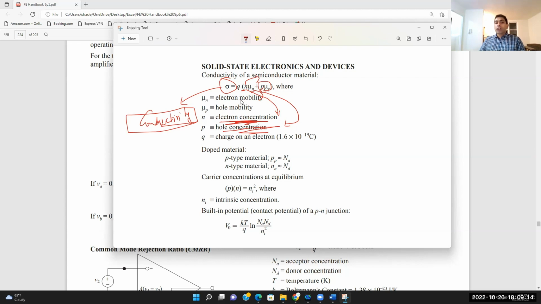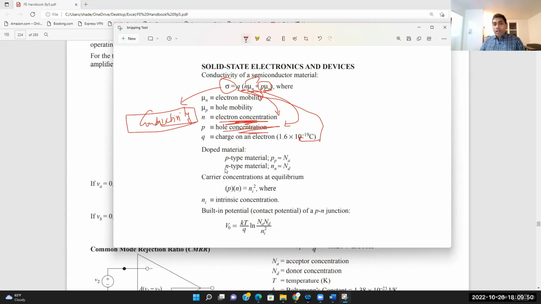So the electron mobility with the concentration of electrons and the hole mobility with the concentration of holes, just add them up and multiply with the charge of a single electron. The charge of a single electron is 1.6 × 10^-19. Once you multiply all this with the summation, you get the conductivity of that particular semiconductor.